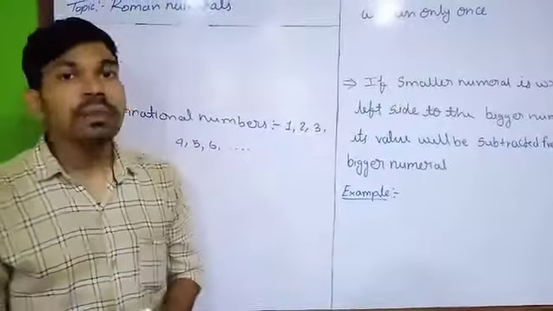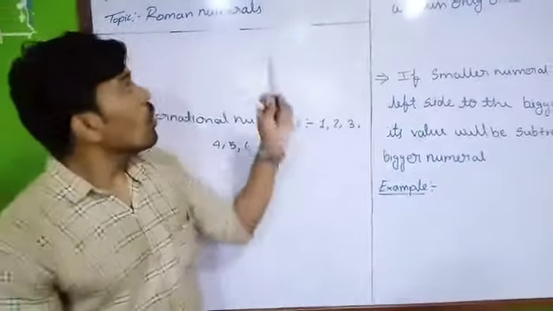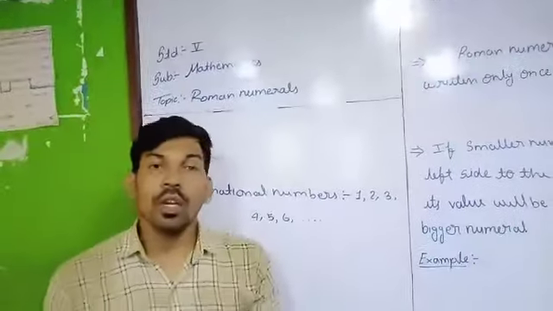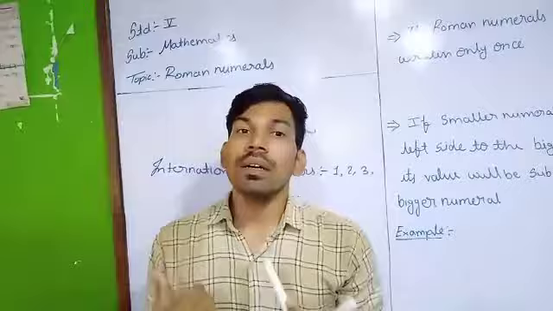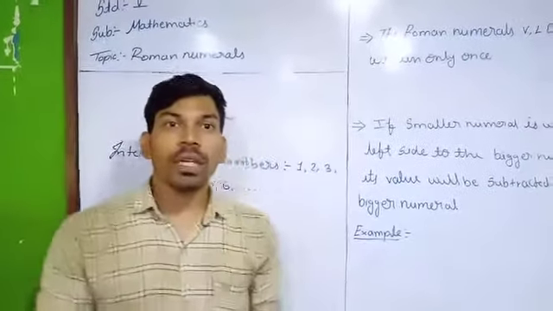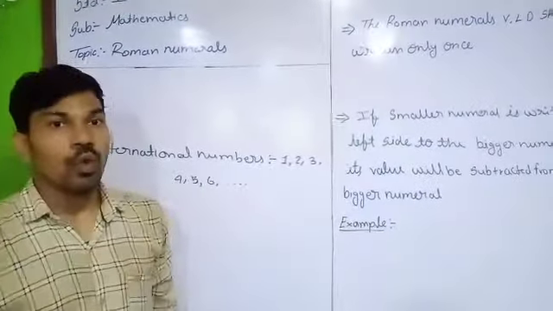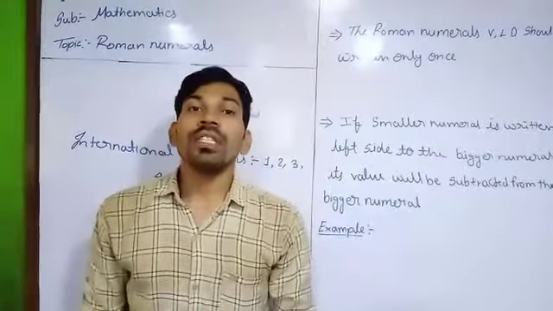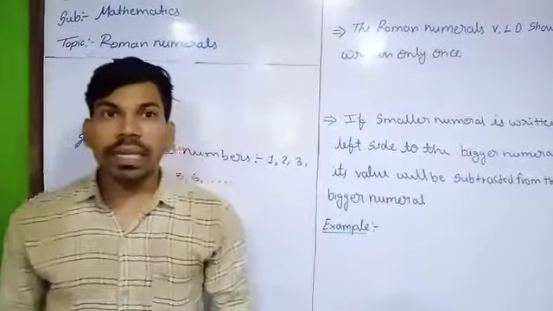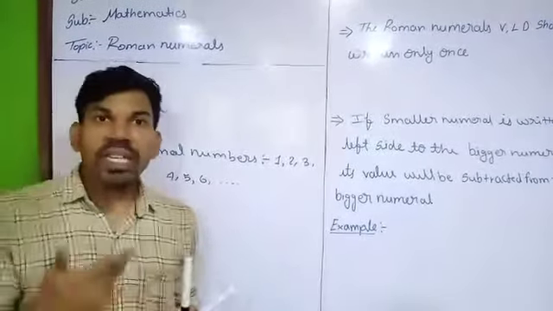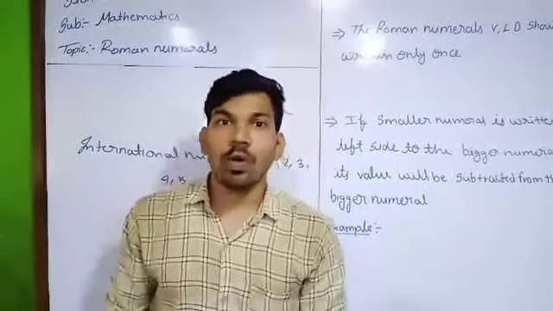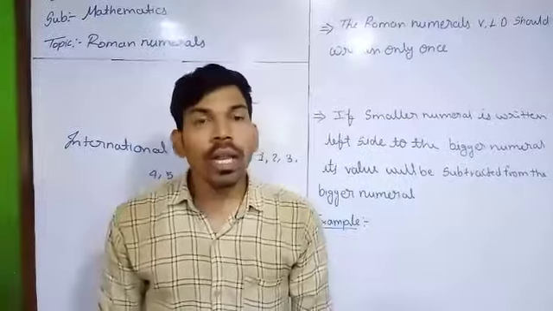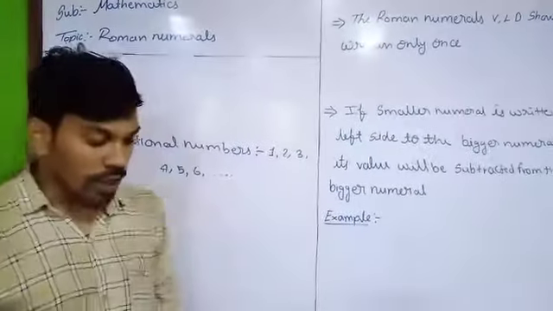Now the question arises in front of us, what are Roman numerals? Roman numerals are used for counting, like numbers. In olden days, many years ago in Europe, people used capital letters like I, V, X, etc. to count the numbers, and these are all called Roman numerals.